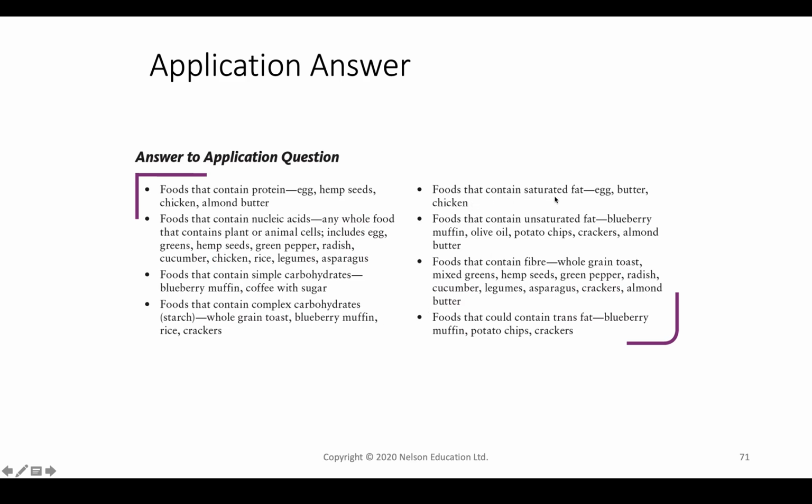And foods that contain saturated fat are going to include things like eggs, butter, and chicken. Unsaturated fats are going to be found in the blueberry muffin, olive oil, potato chips, crackers, and almond butter. And fiber is going to be found in the toast, the greens, the hemp seed, green peppers, radish, legumes, asparagus, almond butter. And some of the trans fats could be found in anything that's going to be processed, like the blueberry muffin, the potato chips, and the crackers.